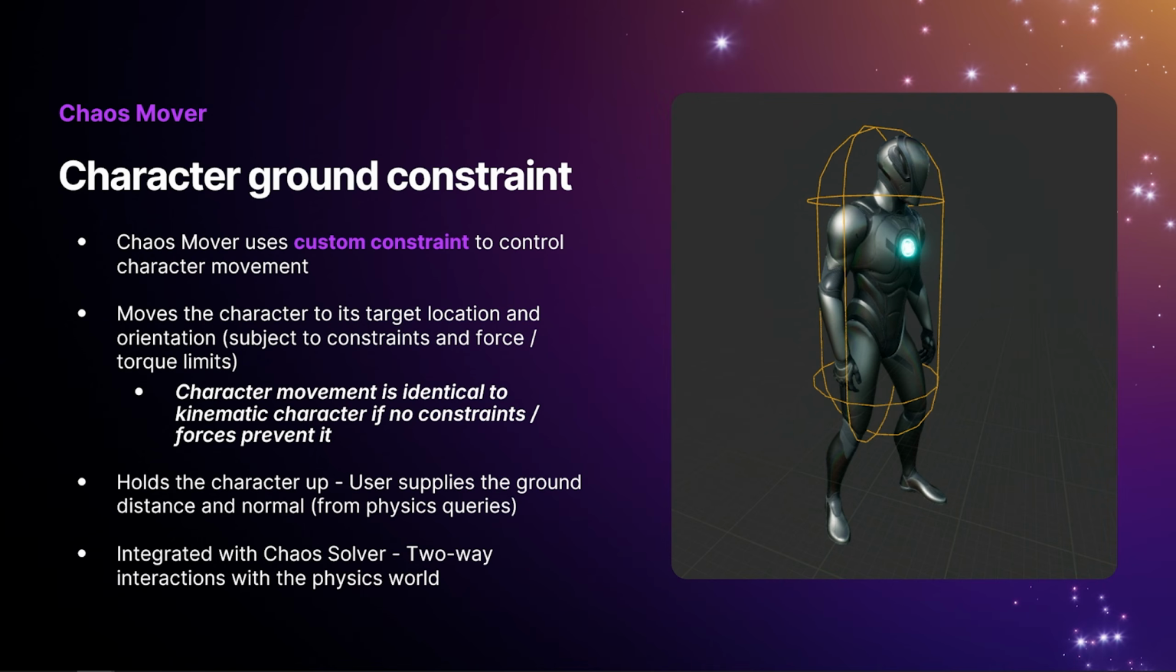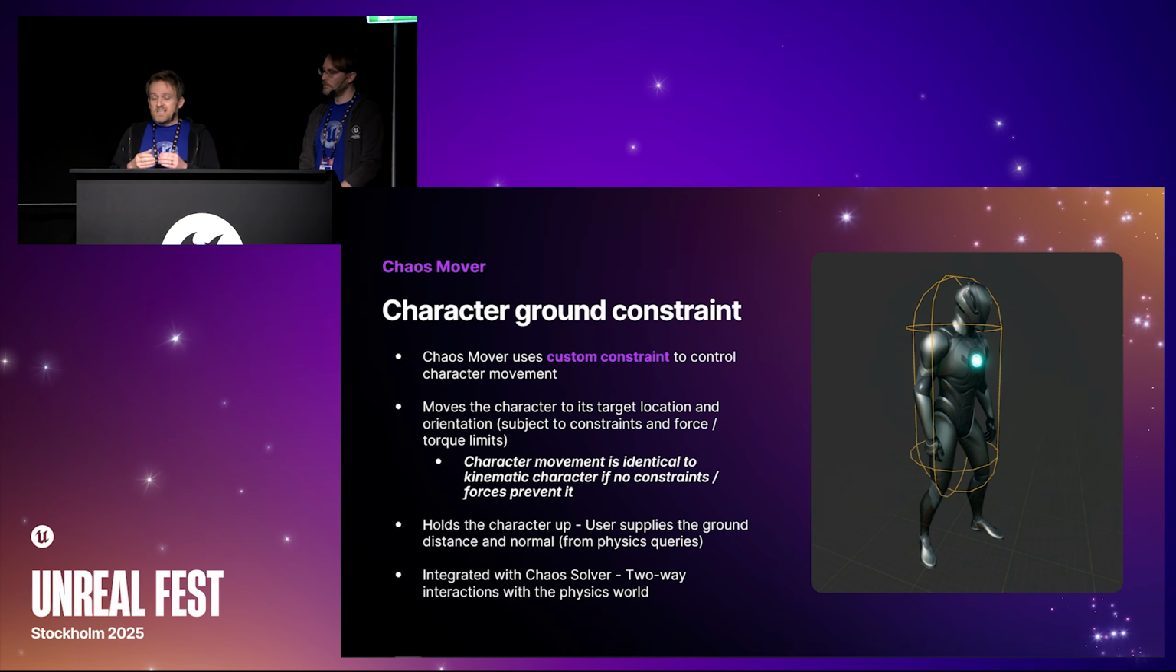To move the character around, we've developed a custom constraint that's integrated with the Chaos physics solver. The custom constraint does two things. The first thing is you give it a target for the character to move to, and the constraint will try and move the body to reach the target: target position, target orientation. But crucially, it does that subject to a force and torque limit. The constraint is only allowed to apply user-supplied force and torque in order to reach the target.